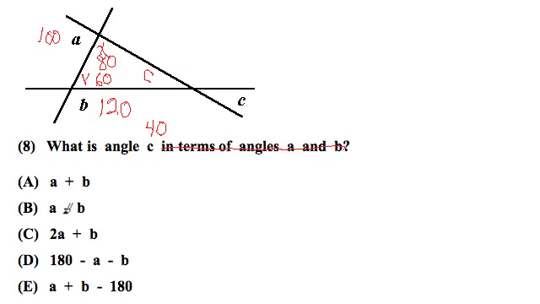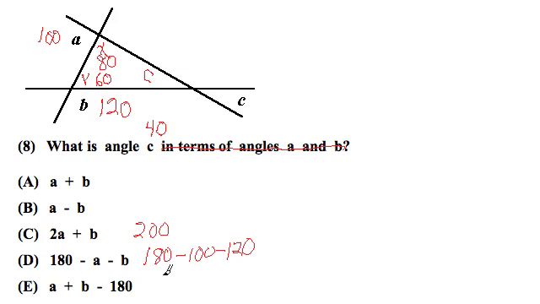So A plus B is going to be too high. A minus B is going to be negative. 2A is 200. A plus B, that's going to be way too high. 180 minus 100 and minus 120, so that's going to be negative. So let's hope E is correct.